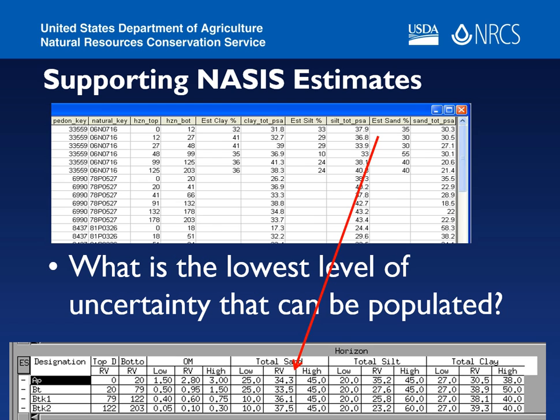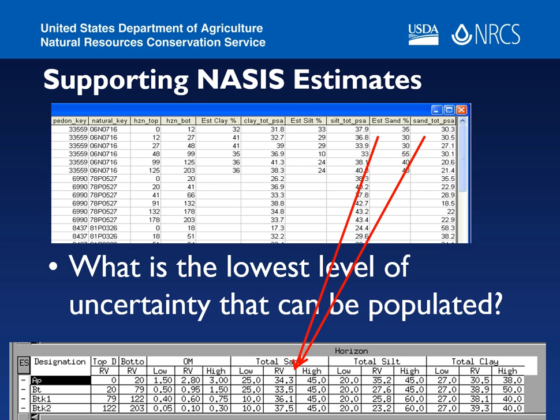And the case in point here, notice they populated 34.3%. That is a lot of precision in an estimated database. We allow that point to be in that field, but that is an improper population of that particular set of information. That does not represent the lowest level of uncertainty. So be aware of that.